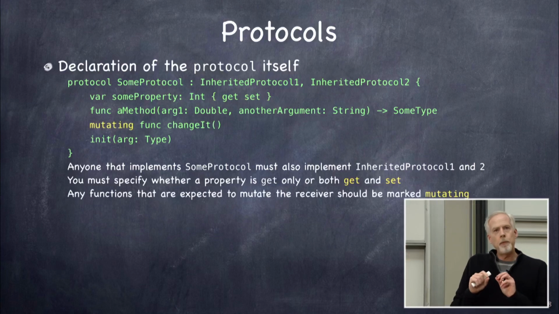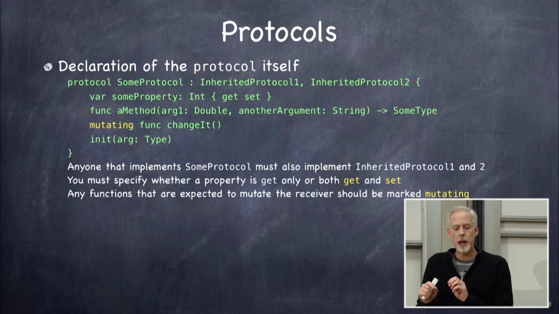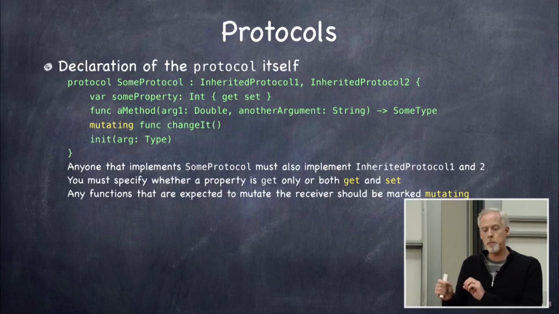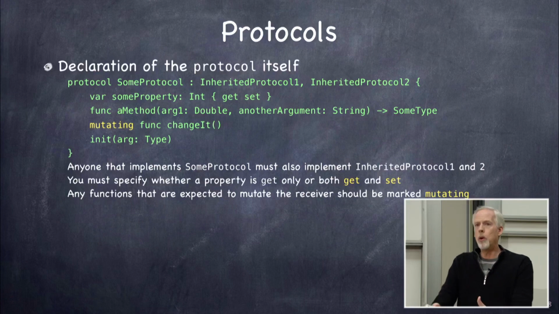Any methods that you have in your protocol that might be implemented by a struct and modify the thing have to be marked mutating, of course, right? Because again, Swift needs to know, oh, this method might change the thing that implements it.